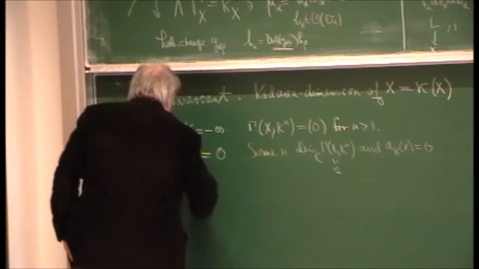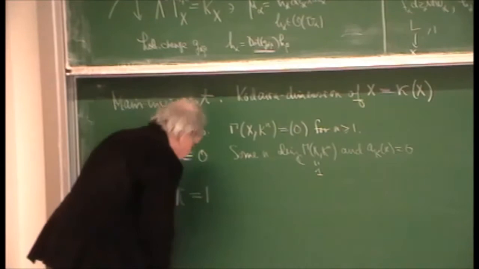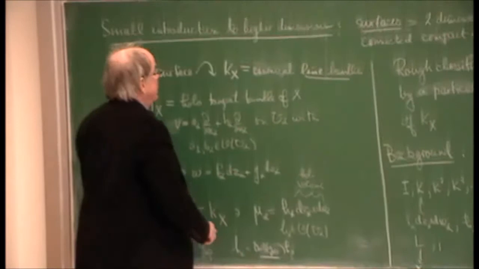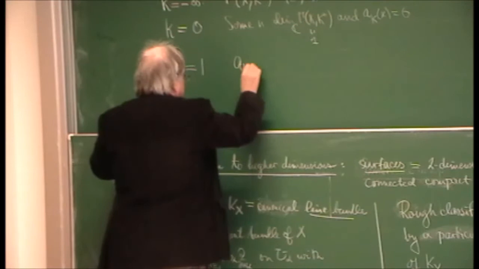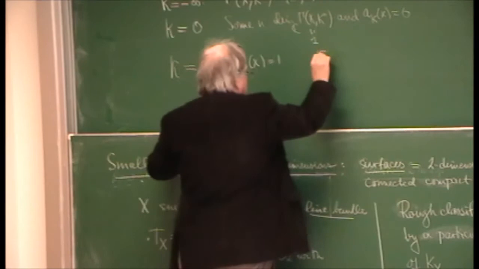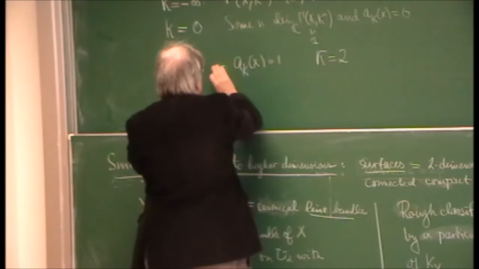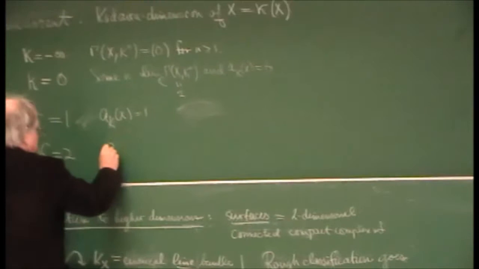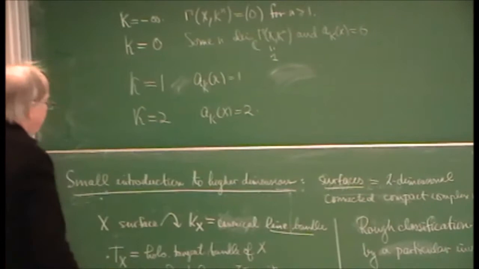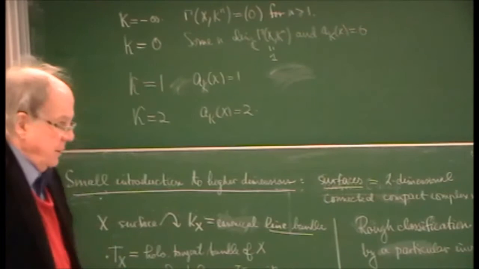Kodaira dimension one is really the same as algebraic dimension one with respect to the canonical bundle. So algebraic dimension with respect to the canonical bundle one, and Kodaira dimension two means algebraic dimension with respect to two. Oh, let me just write a table here. Okay. These are Kodaira dimensions.